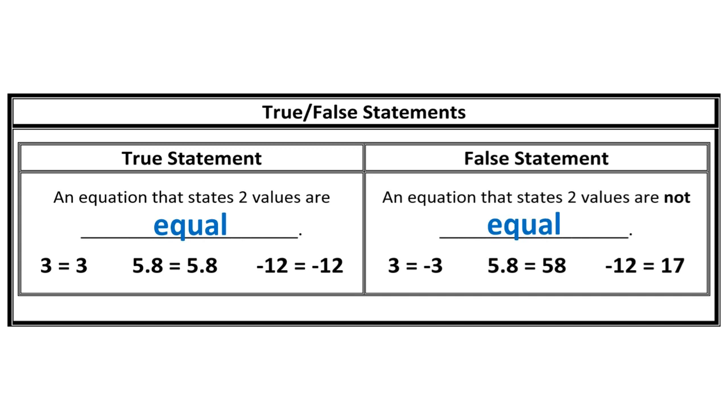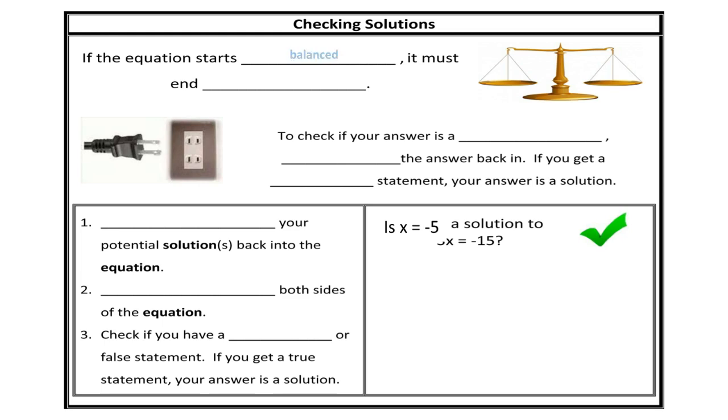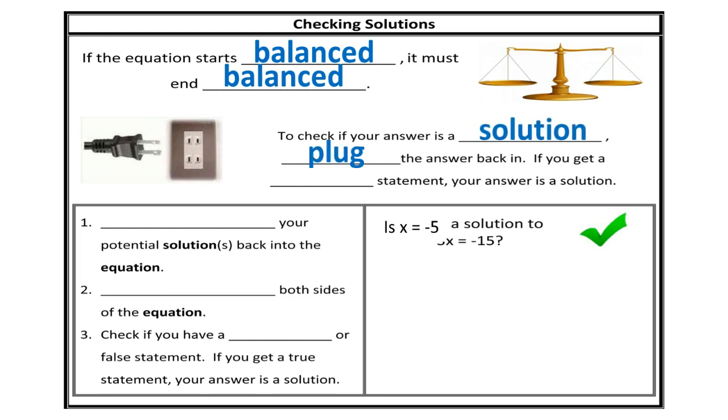Our goal is to find values for our variables that can be substituted in to create true statements. If the equation starts balanced, it must end balanced. To check if your answer is a solution, plug or substitute your solutions back in. If you get a true statement, your answer is in fact a solution and you solved the equation correctly.